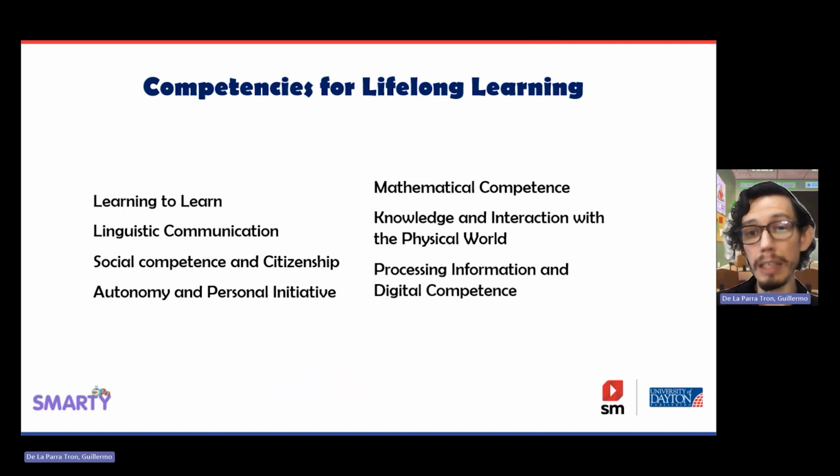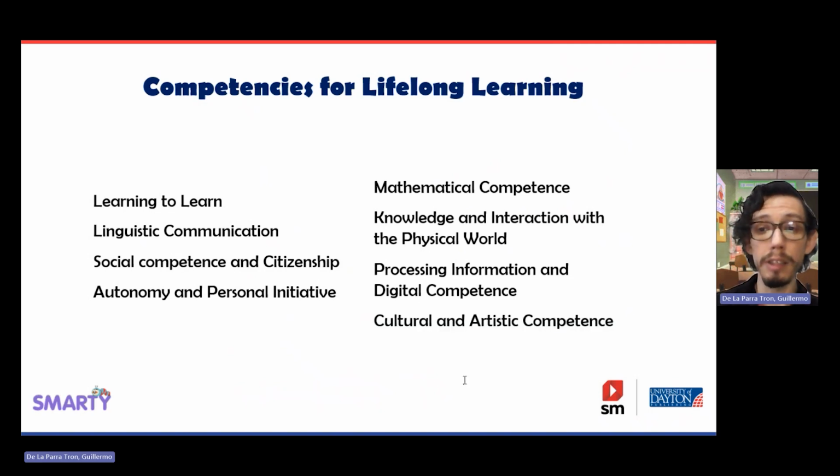Processing information and digital competence is the next one. That means that our students are able to use traditional and modern technology to obtain, process, and transmit the information. And finally, cultural and artistic competence. And that means that our students can develop an appreciation for artistic and cultural manifestations.